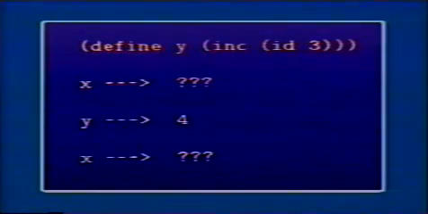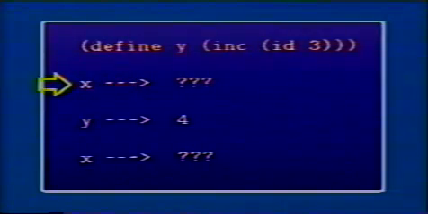Now imagine I'm interacting with this in a normal order language. And I type the following. I say, define y to be increment the identity function of 3. So y is going to be 4. Now I say, what's x? Well, x should have been the value that was remembered last when I called the identity function. So you'd expect to say, well, x is 3 at this point.